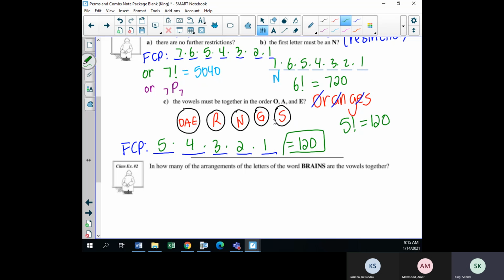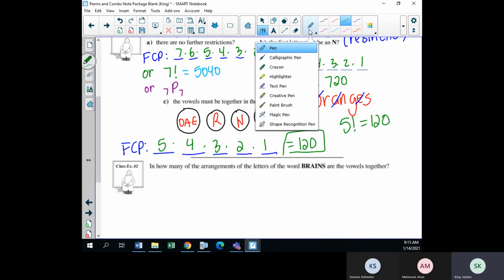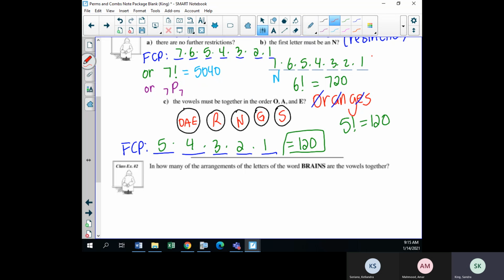Now, what is important to highlight or to box in for the one we just did, and the reason why this example would go on a study sheet, is what it says: the vowels O, A, and E are together in that order. So they want it O, A, E. The next example, class example 2, we're going to do the same type of example. So this class example 2 would go on a study sheet because they're going to change something slightly with this one.